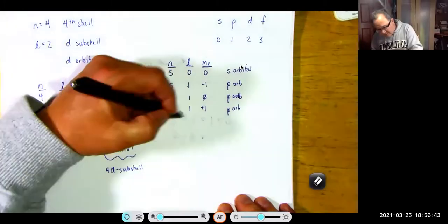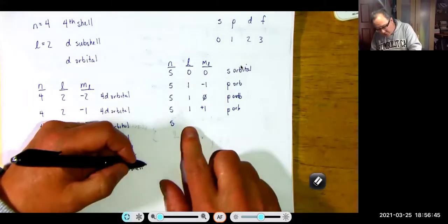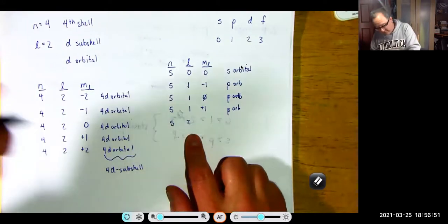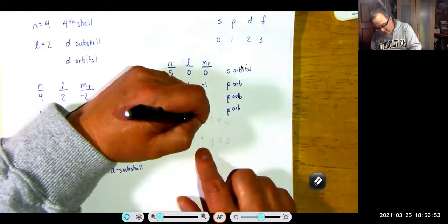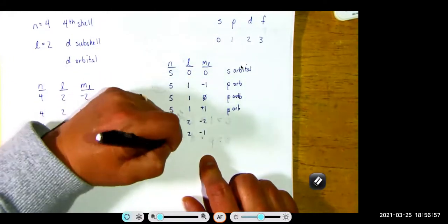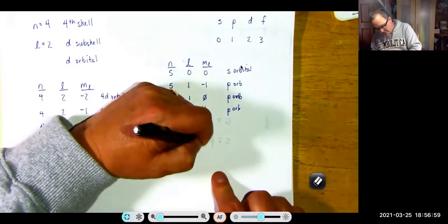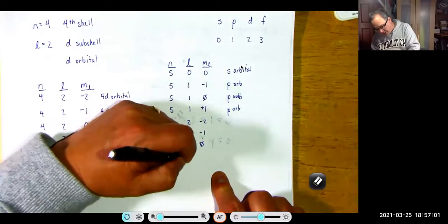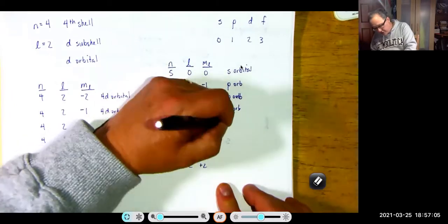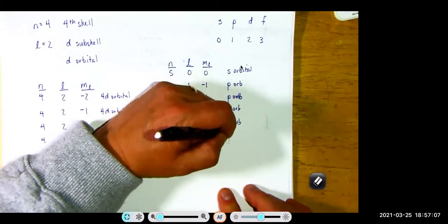I don't want to write the whole word orbital out. And then, can you have a 2 for L? The answer is absolutely. And you can have a 5, 2, negative 2, 5, 2, negative 1, 5, 2, 0, 5, 2, positive 1, 5, 2, positive 2. And these are all d orbitals.